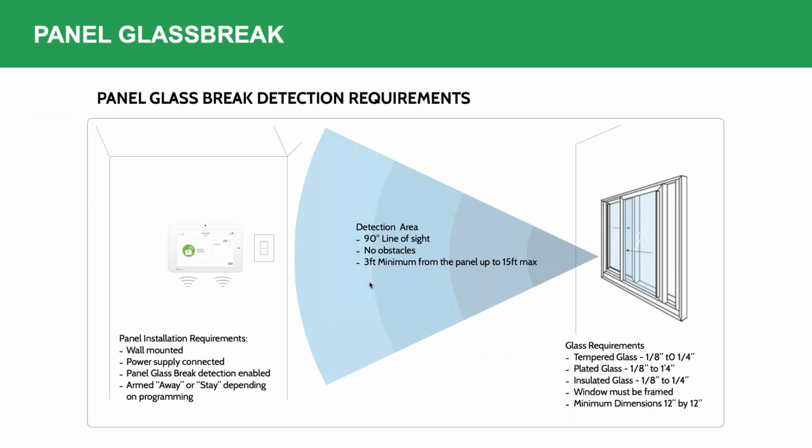As far as the glass break, what works, we've tested for tempered glass, plated, insulated, but a window must be at least 12 inches by 12 inches, and that's just because it's going to make a different sound. It's not going to be picking up, and that's with all glass breaks, just so you understand that. But the panel, some requirements is that it's wall mounted, the power supply is connected, and of course you have it turned on, and like I said, you can have it be in away mode or stay mode. But it does have a 3-foot to 15-foot range, and it's 90-degree line of sight.